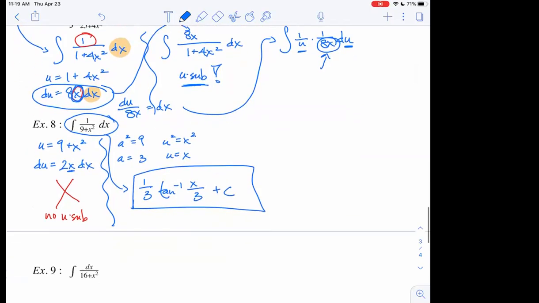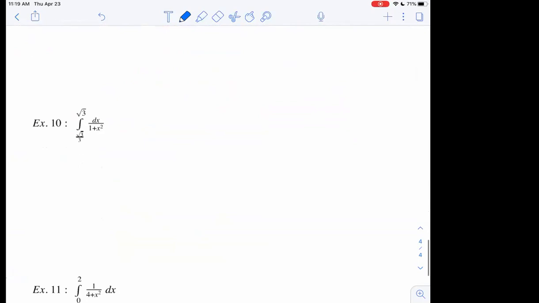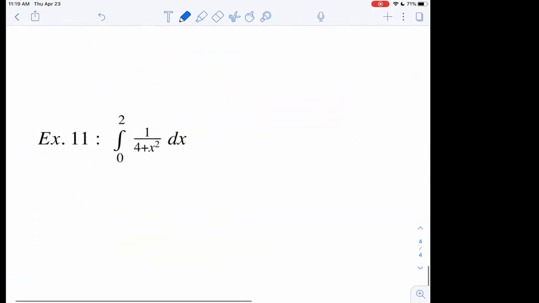All right. So let's do this. I'm going to have you guys try number 11. Try number 11. Think about the setup. It's got bounds, so that means that we're not going to have a plus C at the end, but we are going to have a number at the end of our answer, okay? And then we'll go back and finish off with number 10 together at the end.